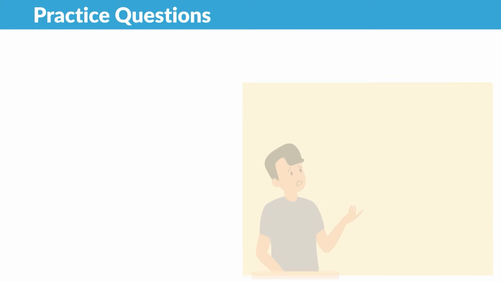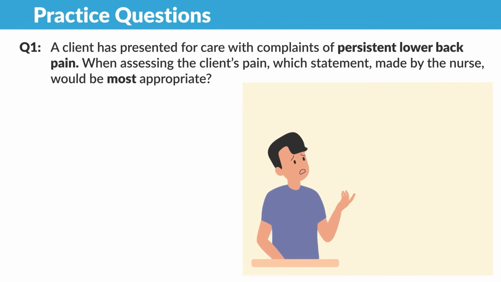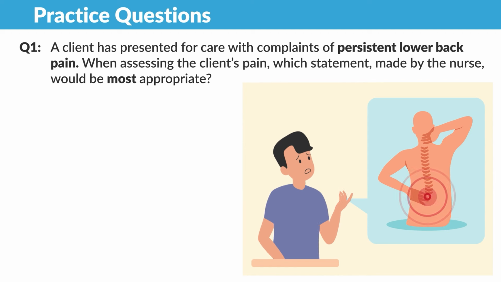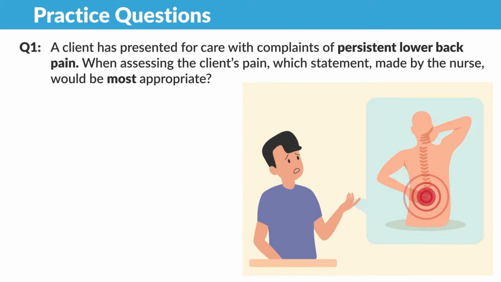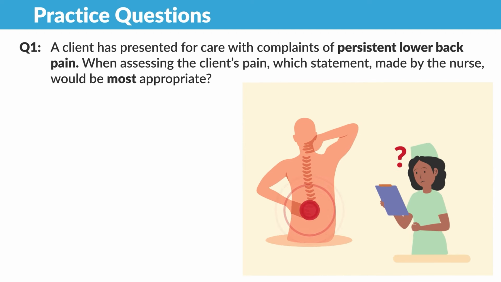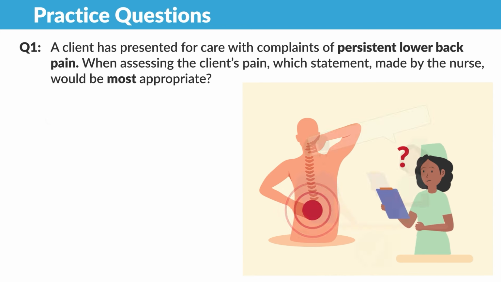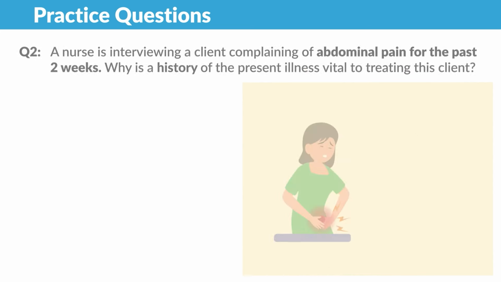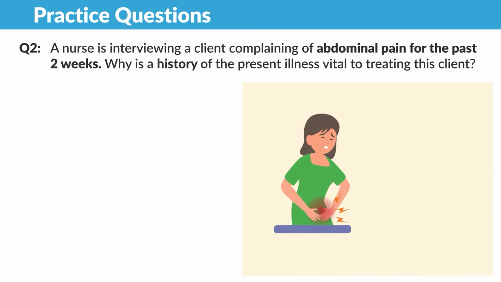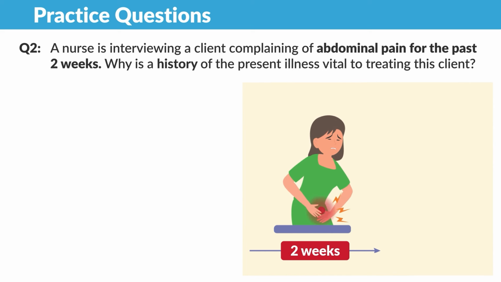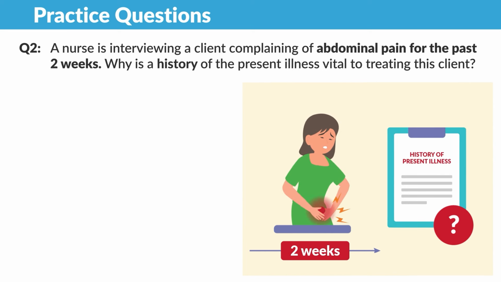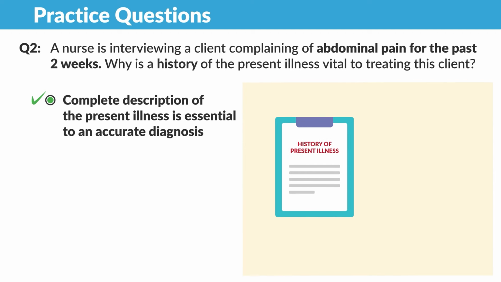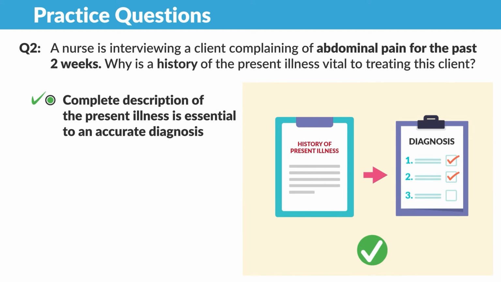So question number 1, a client has presented for care with complaints of persistent lower back pain. When assessing the client's pain, which statement made by the nurse would be most appropriate? Correct answer here, what makes your pain better or worse? And a second question here. A nurse is interviewing a client complaining of abdominal pain for the past 2 weeks. Why is a history of the present illness vital to treating this client? The correct answer is a complete description of the present illness is essential to an accurate diagnosis.